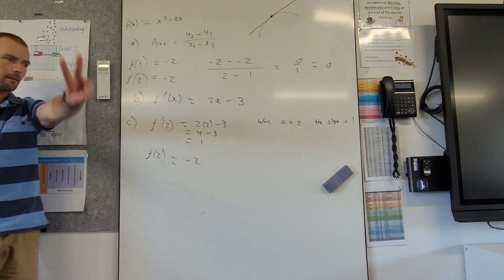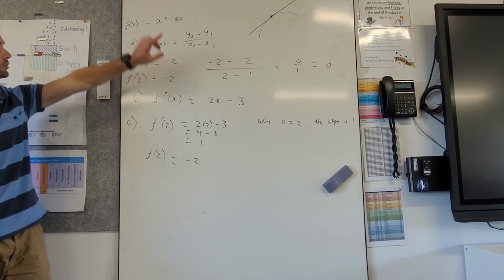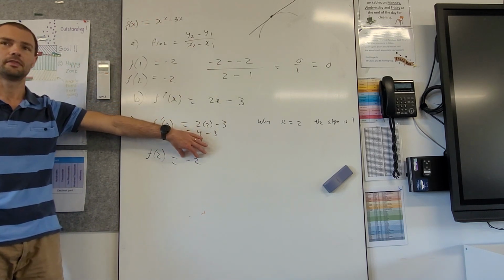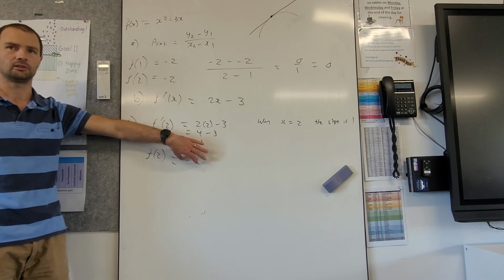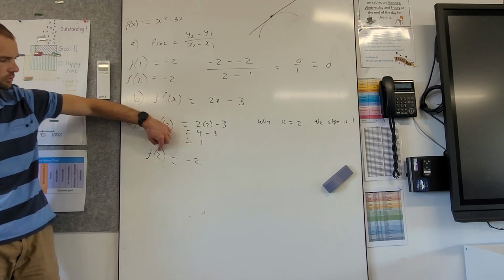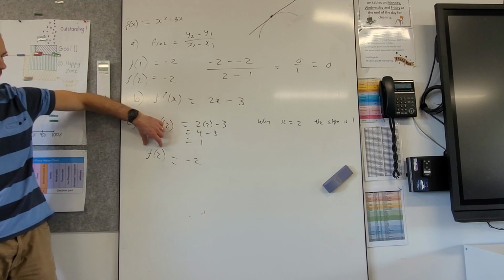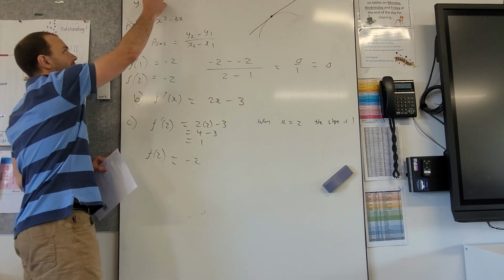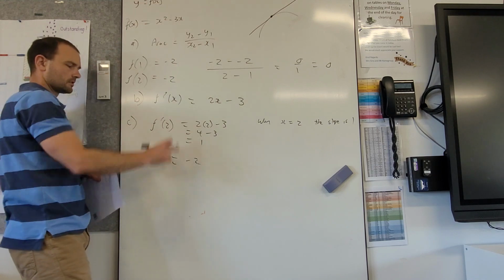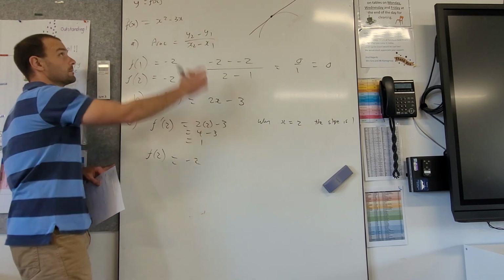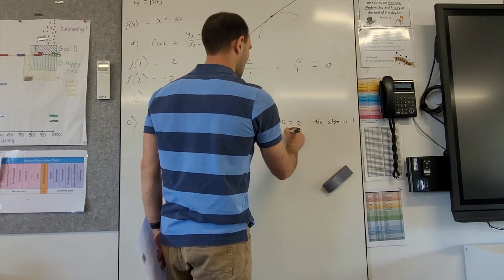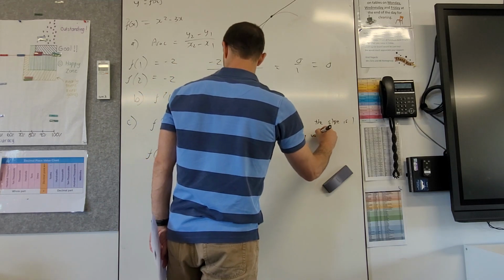And then when we put the number 2 into the original function, we get minus 2. All right, this is the y value. We've got when x is 2, the y value. This tells you the y value of the original function. Remember we use y and f of x to mean the same thing. So if we've got f of 2 is minus 2, that's the y value. When x is 2, the slope is 1, and the y value is minus 2.